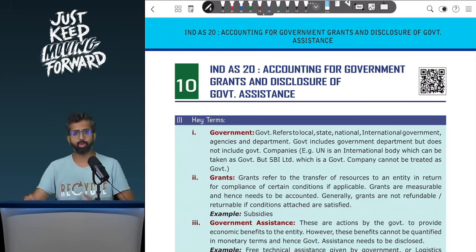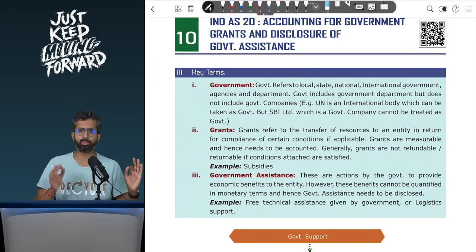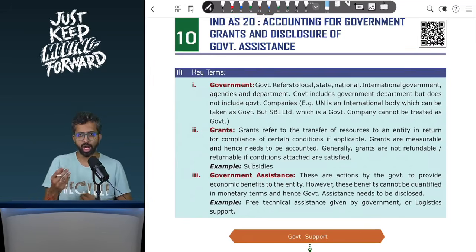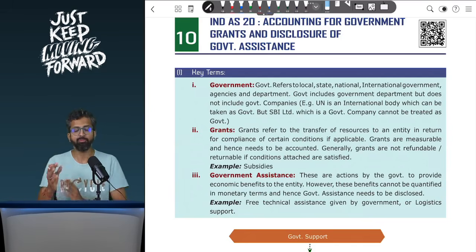So first of all, before we proceed, the standard's coverage includes you understanding what is meant by, let us say, a government. A government can include a state, national, international, or even local authority which has administrative powers. And second is, what is a grant? The difference between grant and assistance: a grant is something which is quantifiable, like a subsidy, for example, which you can quantify. Whereas assistance is something which is not possible or difficult to quantify, let us say like technical assistance or logistic support, which may be difficult to quantify.